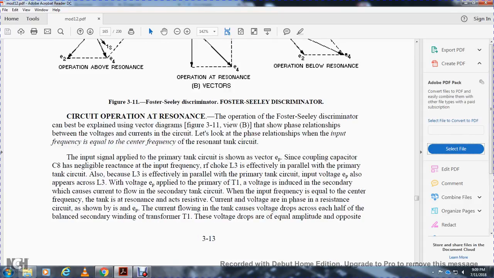Alright, circuit operation at resonance. The operation of the Foster-Seeley discriminator can be explained with the vector diagram in view B, figure 3-11, which shows the phase relation between the voltages and the current in the circuit. Let's look at the phase relation with the input frequency equal to the center frequency of the resonant tank circuit. The input signal applied to the primary tank circuit is shown as the vector E.